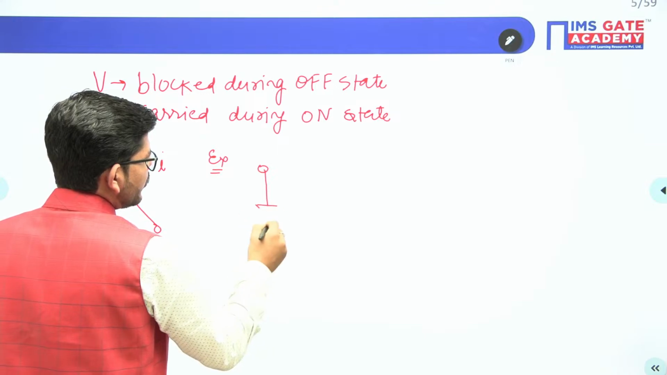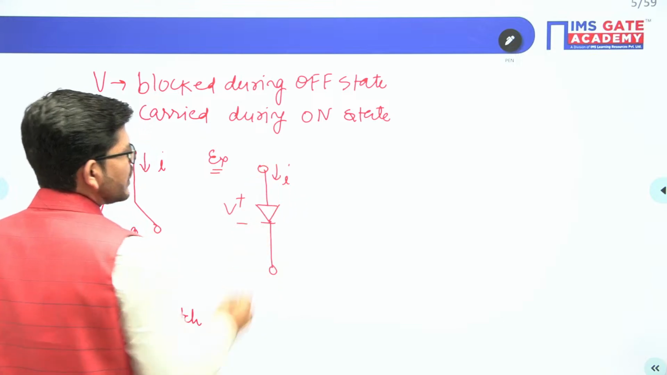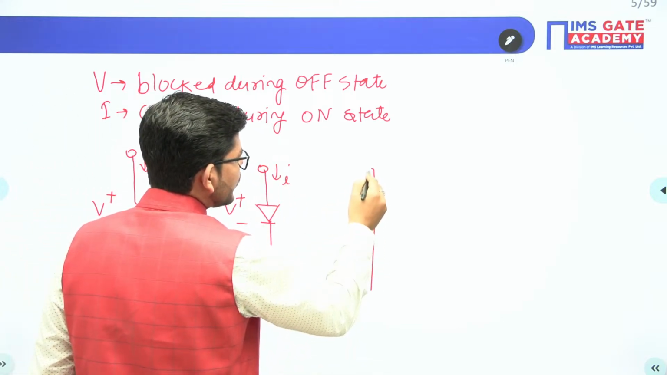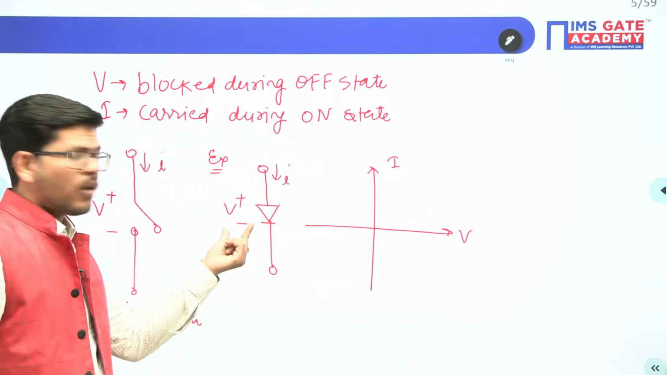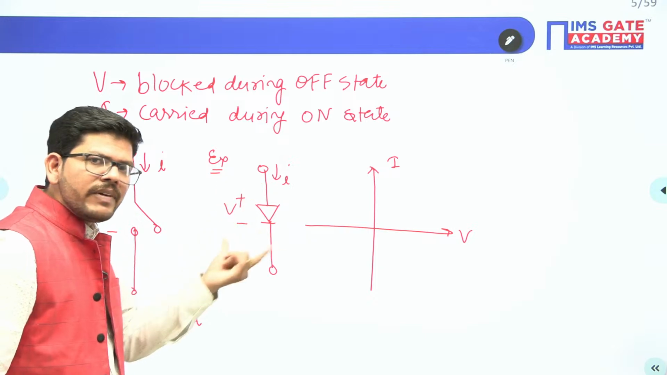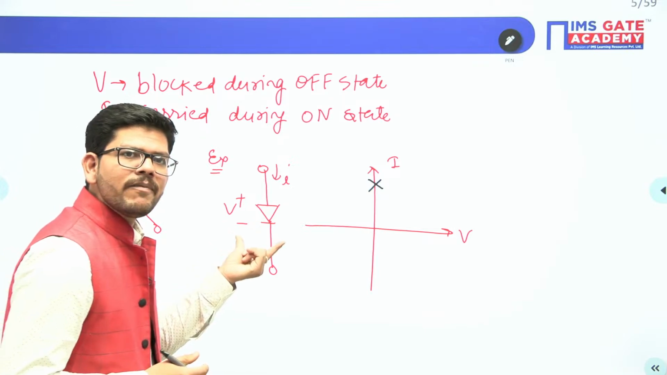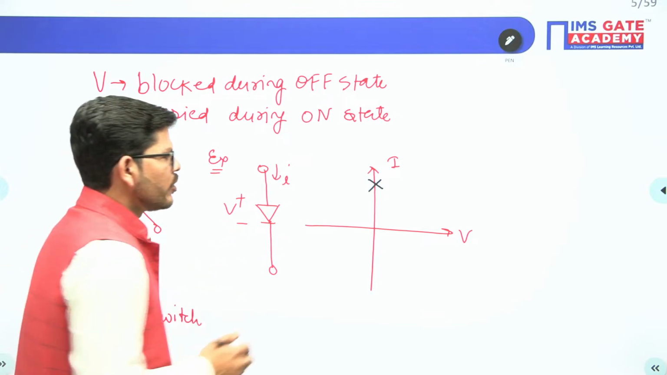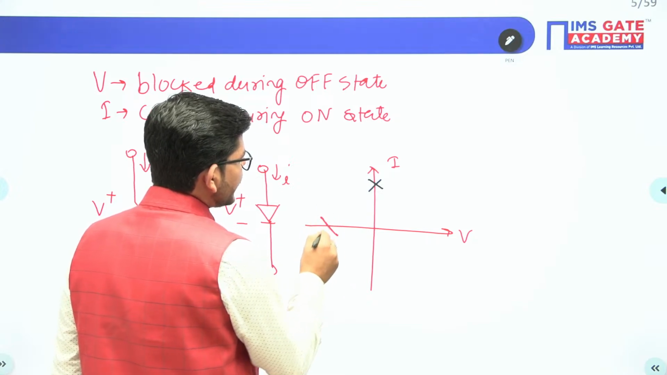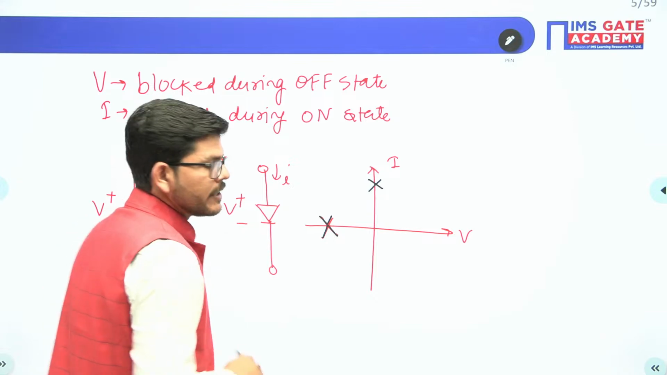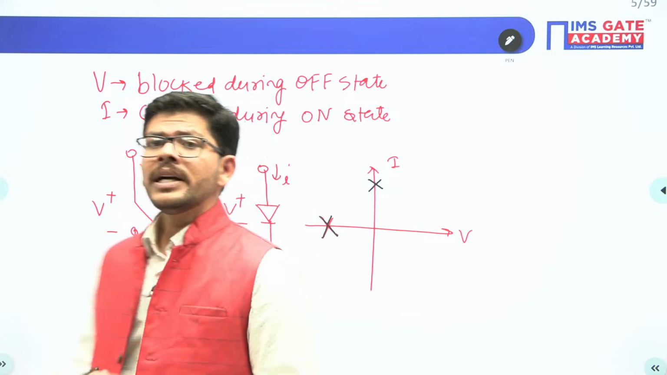If you see this particular diode, we have applied this voltage and this current. So there is no control terminal in a diode. You can see here, when we apply positive voltage across this diode, it will conduct and it will carry a positive current. But when we apply negative voltage across this diode, it will not conduct. So it will be blocking the negative voltage. So this is how we realize this particular passive switch, which is a diode. You can see they do not have any control terminal.